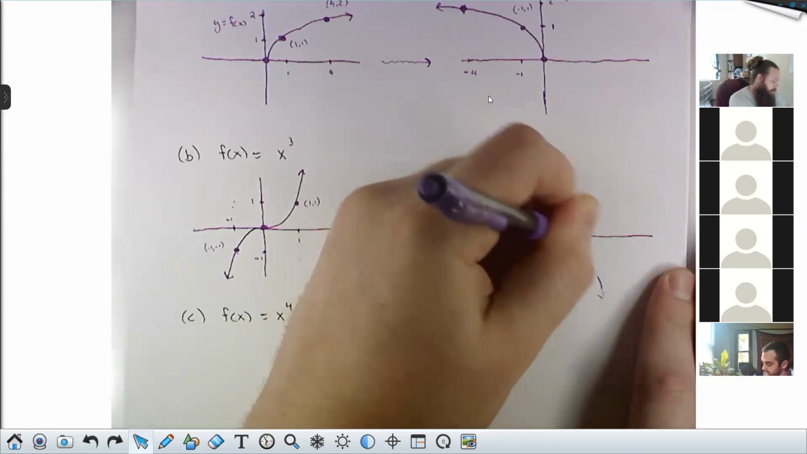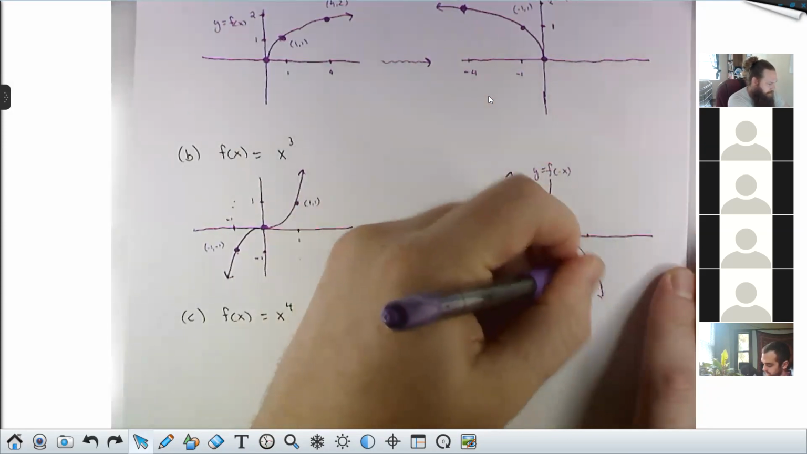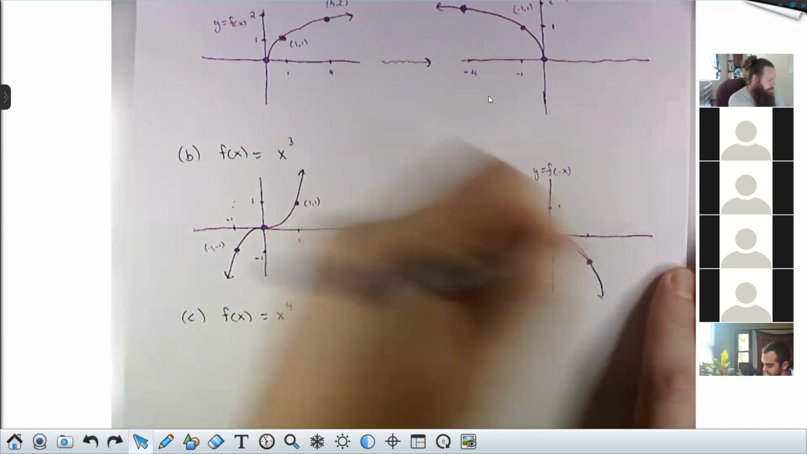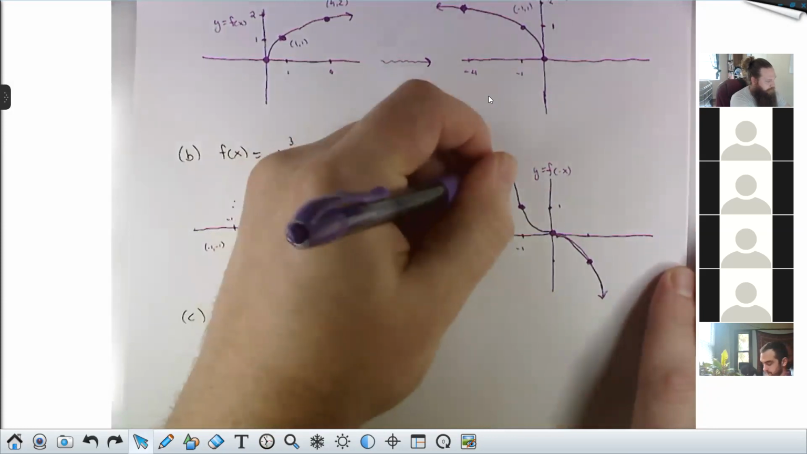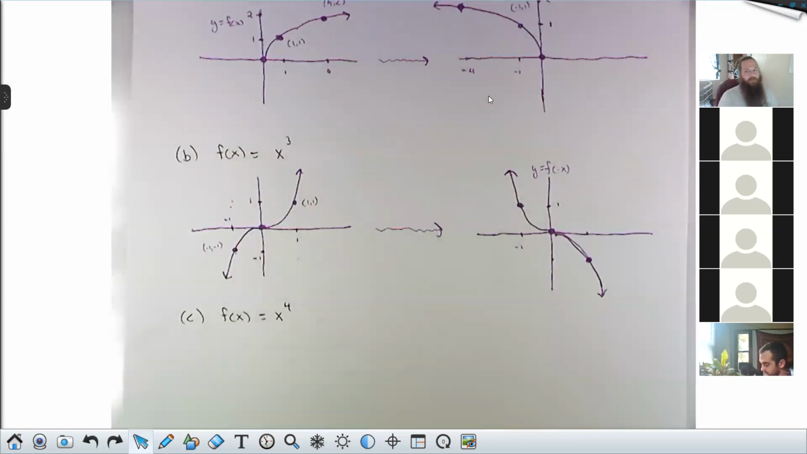Modulo my bad art and bad pen. All right, so here's our horizontally reflected, crudely drawn graph. This and this are not identical. They're not the same, right? This one has points in quadrant 1, this one does not. This one has points in quadrant 3, this one does not. But imagine I flipped the original graph over vertically instead of horizontally.